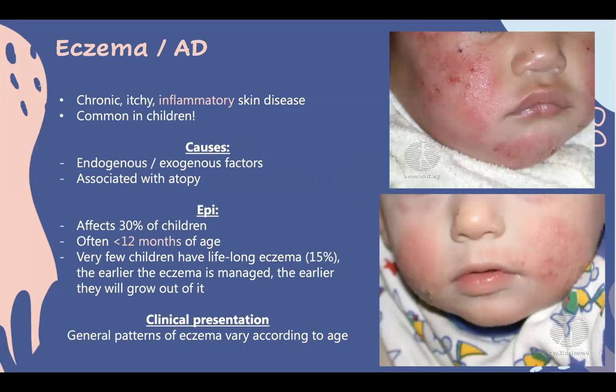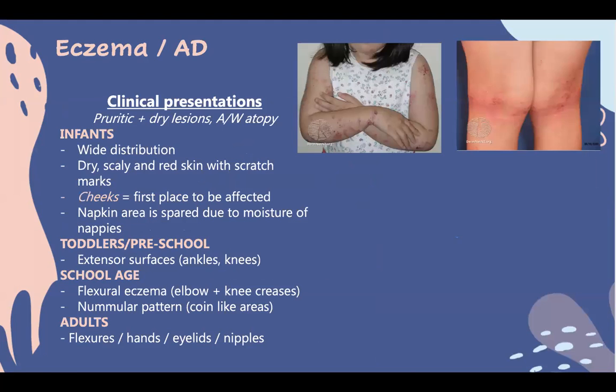Very few children end up having lifelong eczema, and the clinical presentation actually varies according to age, which I find quite interesting. So if the child is an infant, obviously all of these are 10 out of 10 itchy, dry lesions associated with atopy. We already know that from GP. Infants tend to be widely distributed, dry, scaly rash, usually with scratch marks. Cheeks are actually the first place to be affected in infants. And the napkin area is usually spared because of the moisture of the nappies.